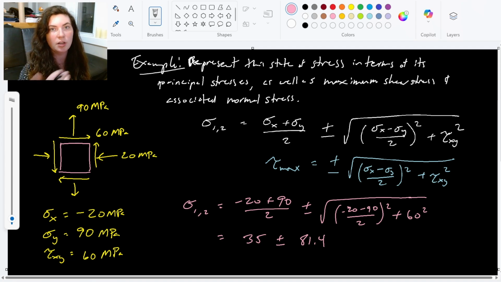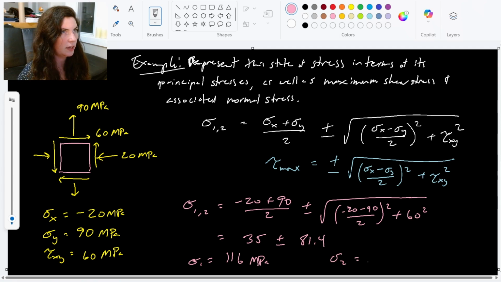All right, so this is how I end up with my two different stresses. One I add, one I subtract. For the first one, I'll just arbitrarily call it sigma 1. I add those together and I get 116 megapascals. And then if I subtract them to get sigma 2, I will get negative 46.4 megapascals. Now, those are the principal stresses, and that's really all it asked for.